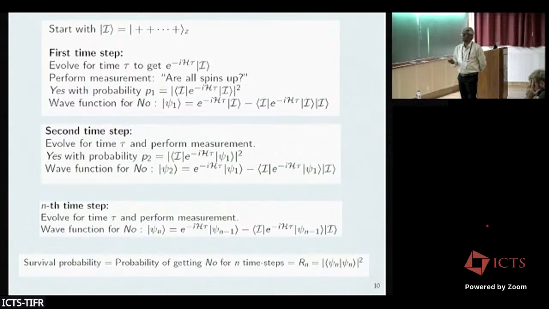So in the nth time step, it will be the previous wave function evolved over time tau. And from this, the component of I is projected out. So the survival probability is the probability of getting no for n time steps, as I defined in the previous slide, is this psi n mod square. And this we denote by Rn.